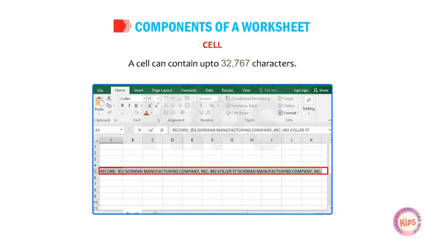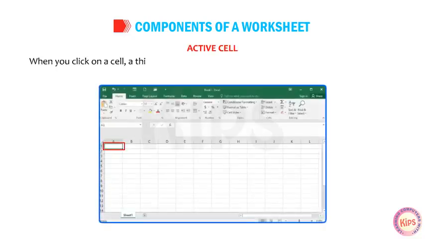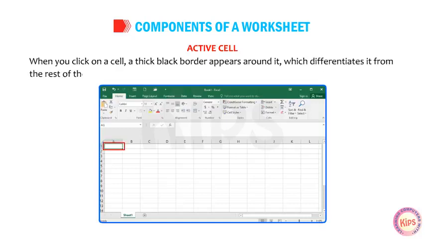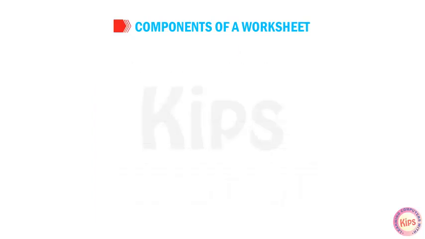A cell can contain up to 32,767 characters. Active cell. When you click on a cell, a thick black border appears around it, which differentiates it from the rest of the cells. This highlighted box is called cell pointer. It indicates that the current cell is active. Data can be entered only in the active cell.